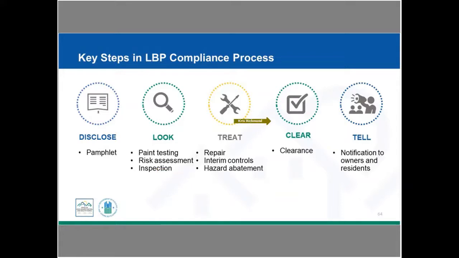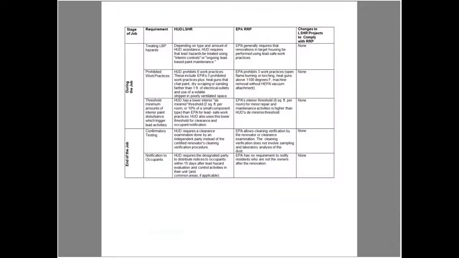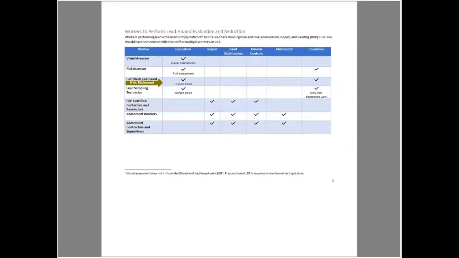So moving on to clearance. After the work is done, we have to pass clearance. This is done by a visual inspection and dust sampling together. We do have different categories of who can do clearance. You would look back again at your workers handout, and so we have clearance over here. Clearance can be done by a risk assessor, clearance can be done by a certified lead-based paint inspector, and if you're doing any work that's non-abatement, so anything in the up to and including $5,000 category or the over $5,000 to $25,000 category, those are non-abatement. That type of clearance can also be done by a lead sampling technician.